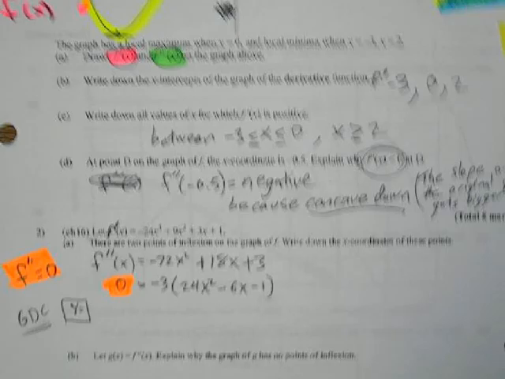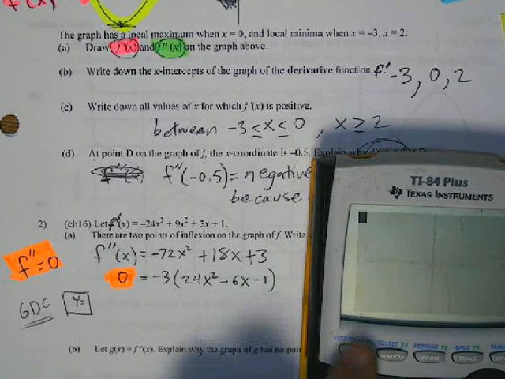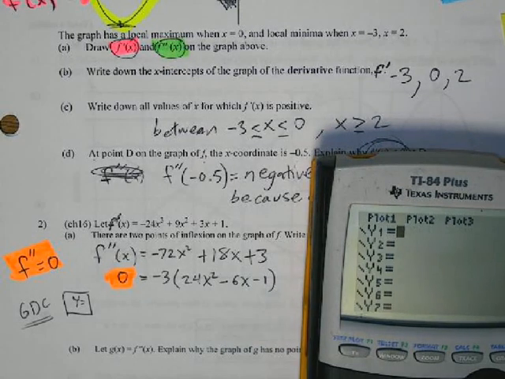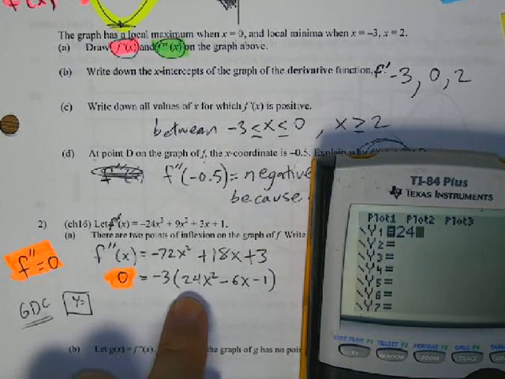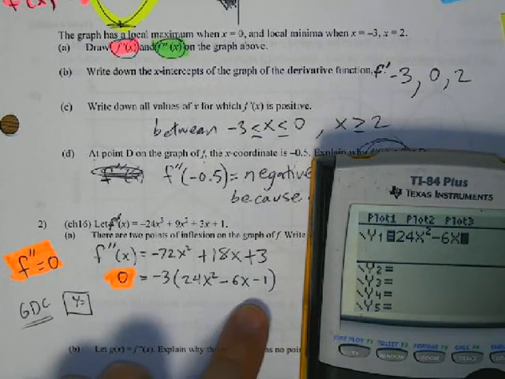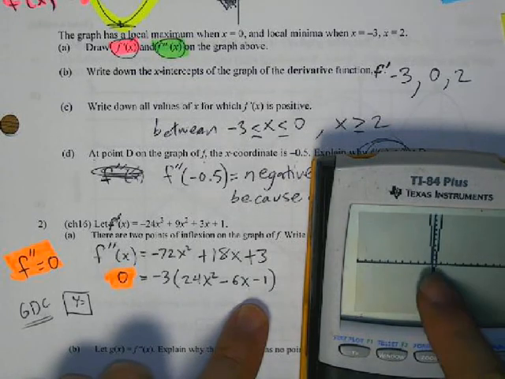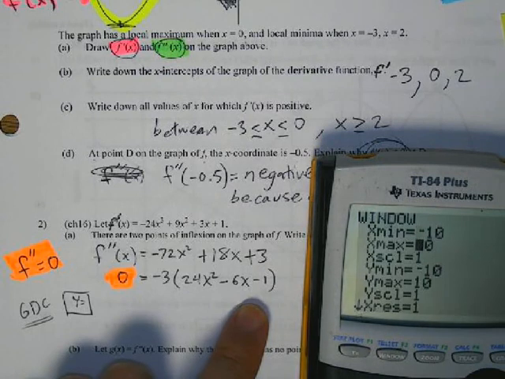Okay, and let's type in my equation: 24x squared minus 6x minus 1. I can graph that, and we see it's right there. I'm going to change my window a little bit. X max, let's make it negative 2. No, negative 2. Make that 2. Let's look at that graph.